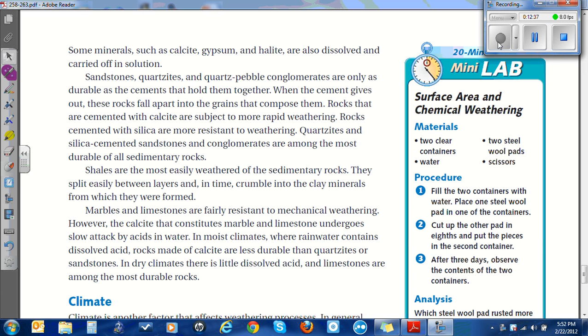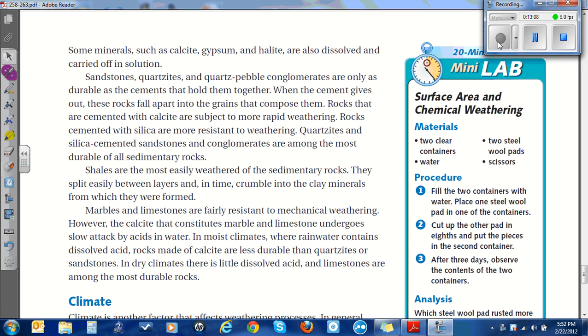Sandstones, quartzites, and quartz pebble conglomerates are only as durable as the cements that hold them together. When the cement gives out, these rocks fall apart into the grains that compose them. Rocks that are cemented with calcite are subject to more rapid weathering. Rocks cemented with silica are more resistant to weathering. Quartzites and silica-cemented sandstones and conglomerates are among the most durable of all sedimentary rocks.